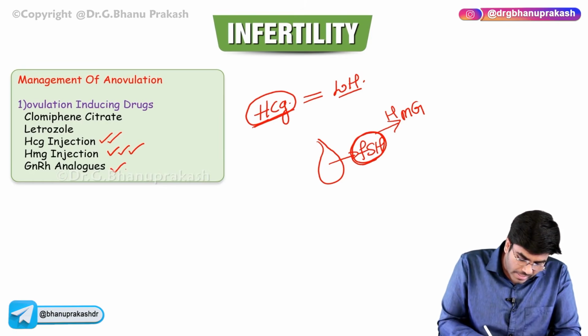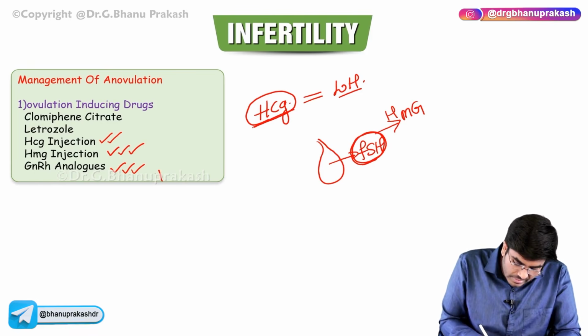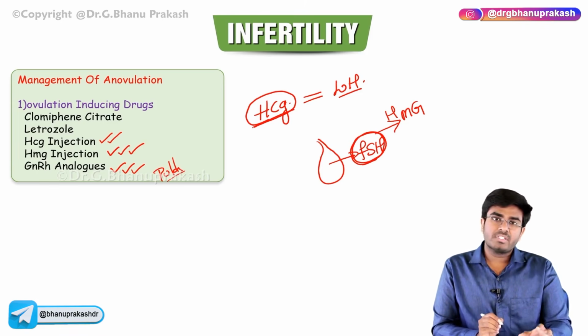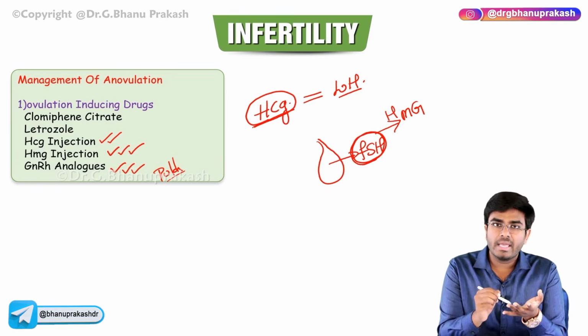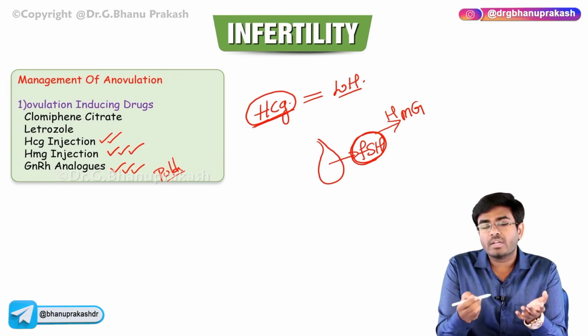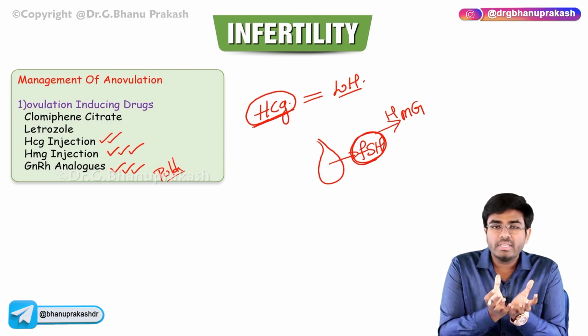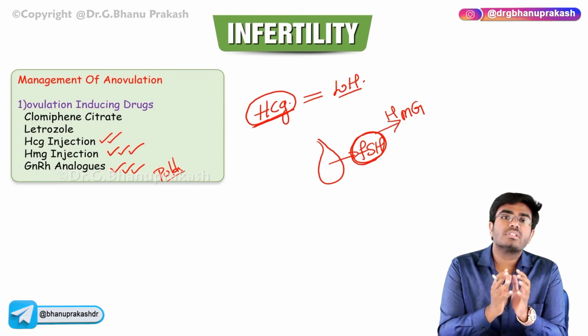And GnRH analogs. So gonadotropin releasing hormone analogs, you are giving them in pulsatile doses. If you give them in pulsatile doses, that will stimulate the anterior pituitary. So that anterior pituitary will produce FSH and LH. This FSH will come and act on the ovary, so that the ovarian follicle grows. And whenever the ovarian follicles are growing, they will give positive feedback for the release of LH, and that LH will come and cause the ovulation.